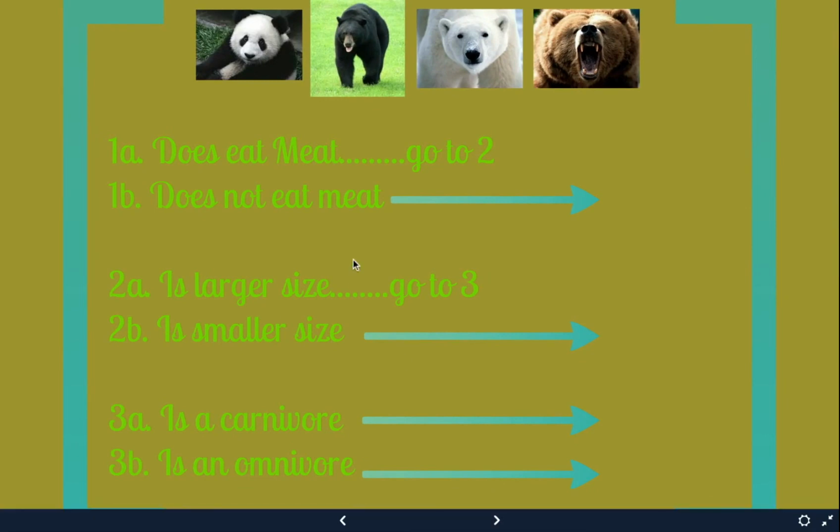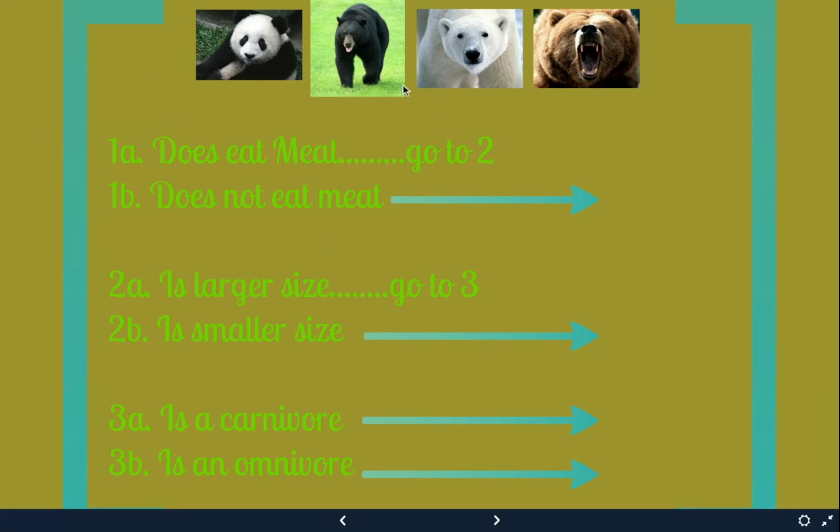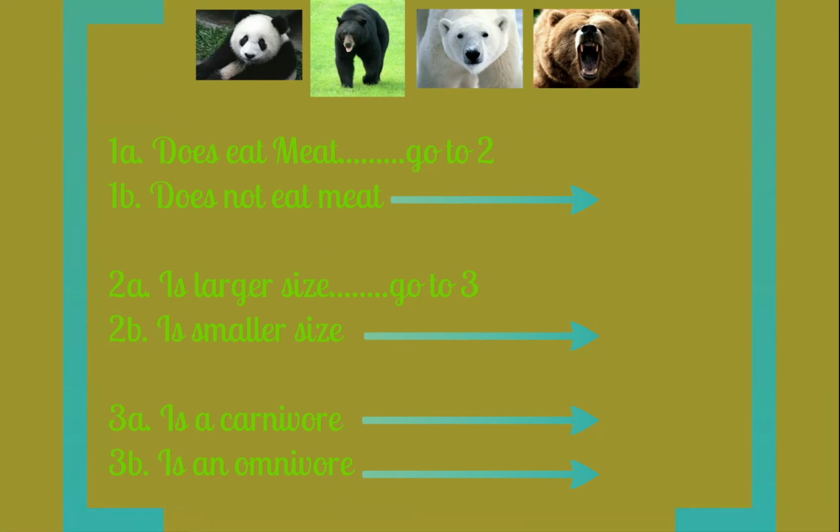So you might have seen this or remembered this from the benchmark and the other benchmark. This one is called a dichotomous key. So you always start with number 1. Using these pictures, number 1 asks, do they eat meat? If so, then go to number 2. If it doesn't eat meat, then do something else.